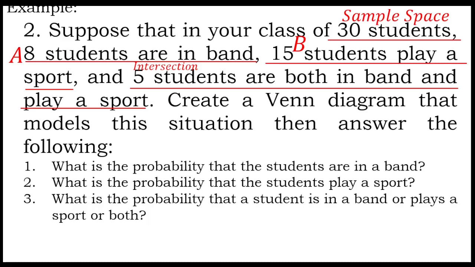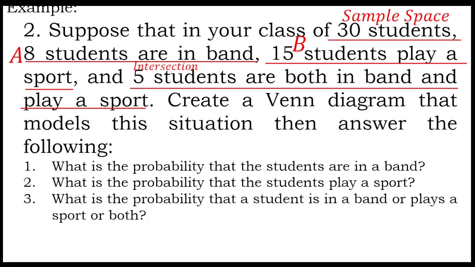What is the probability that the students are in a band? So, in a band, there are 8 students. Okay? For you to get the probability of that, just simply write down the number of occurrence, which is 8, over the total number of sample space, which is 30. So, the answer for number 1 is 8 over 30.